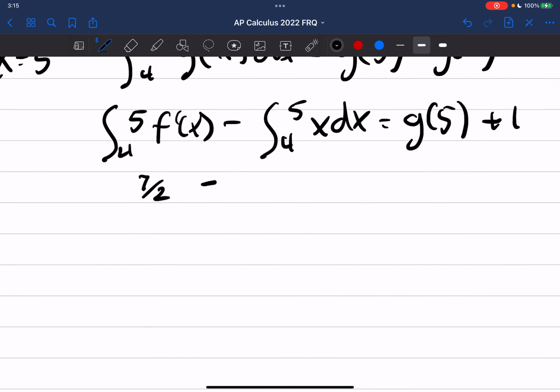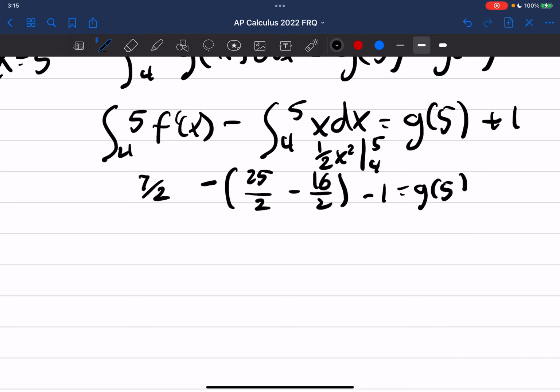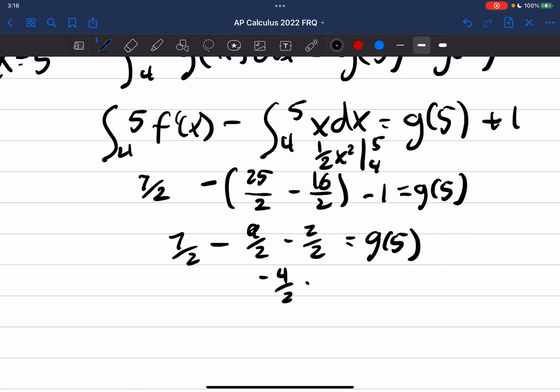So 7/2 minus 1/2 x squared from 4 to 5. So 25 over 2 minus 16 over 2 equals, and let's not forget to bring over the 1, minus 1 equals g of 5. So 7 halves minus 9 halves minus 2 halves equals g of 5. So that's negative 4 over 2, so I have negative 2 equals g of 5.